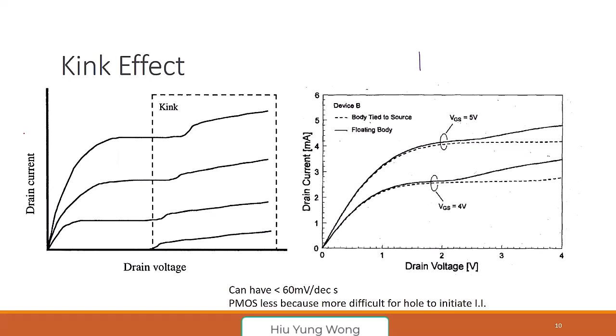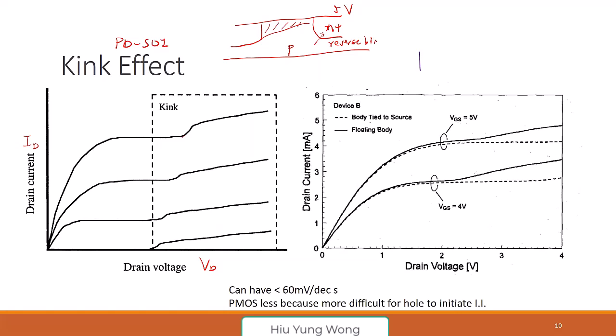We measure the ID, right? This is ID, this is VD. So suddenly it comes up when the VD is high enough. Why is that? Because SOI is like this. But this is for partially depleted SOI. So here you have the depletion region, right? When you go to, let's say, 5 volts VD, what happened to this junction? It is reverse biased. So when it is high enough, you have impact ionization.